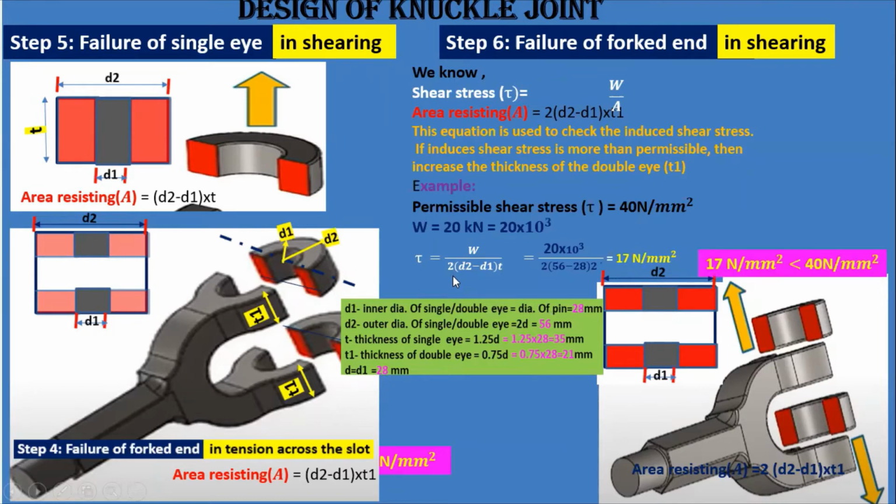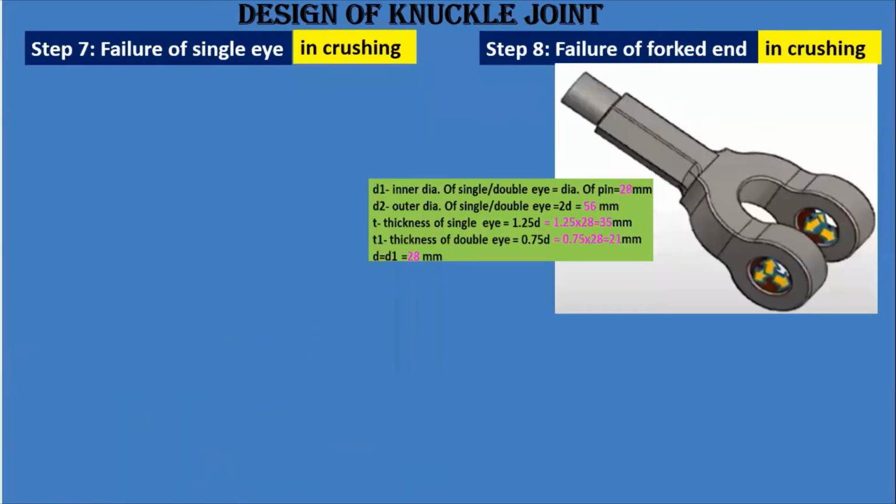Now, what will we observe here? In this case, the induced shear stress which you have calculated is only 17, which is lesser than the permissible shear stress. And that's why I can say that our design is safe. There is no issue in that. Okay. Then the next one, the failure of the single eye in crushing.